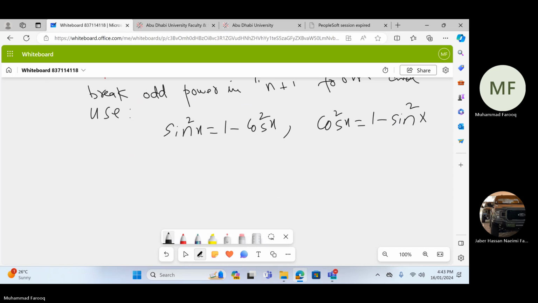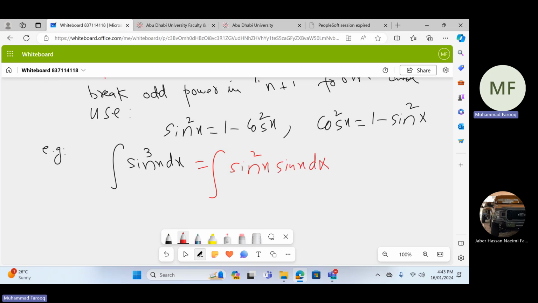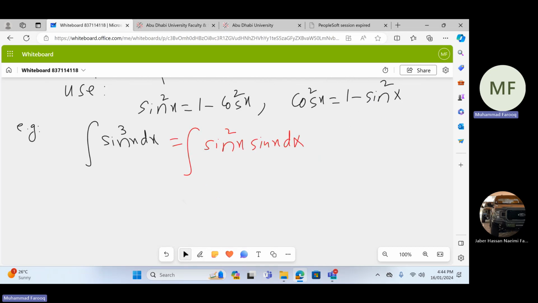For example, integrate sine cube x dx. In the sine cosine case, is the power even or odd? Odd, very good. Step 1, break the power: sine squared x times sine x dx. After breaking the power, you have to use the identity. Sine square you replace by 1 minus cosine square.